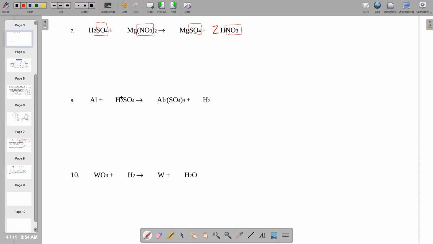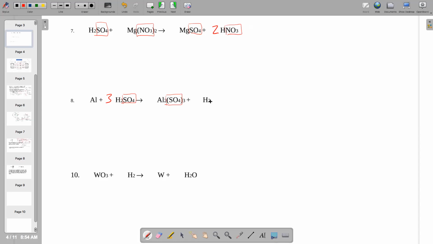Same with number 8. You see there's this SO4 on the left, but there's 3 SO4s on the right. So what I pick out with my eye right away is that there are 3 SO4s on the right, but only 1 on the left. So if you put a 3 in front of the H2SO4, that fixes the sulfate. Another little trick is if there's an element that appears by itself in the reaction, do that last. Meaning, because there's aluminum as a separate element and hydrogen as a separate element, do those last.